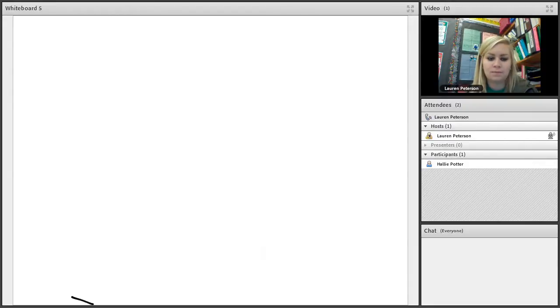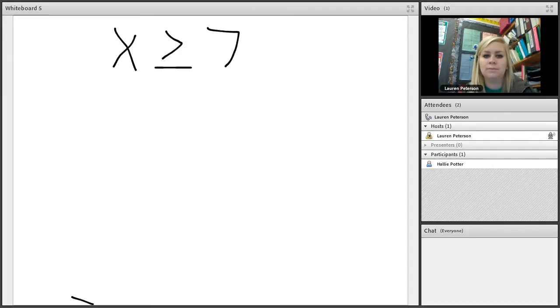Delete that. All right, so if I have the inequality of x is greater than or equal to 7, okay? We talked about in class that you would have a line. Of course, my line is not that great right now. Let me try and see if I can do something different. Doesn't look like it, so you'll just have to bear with me.